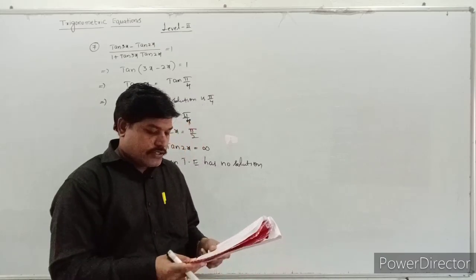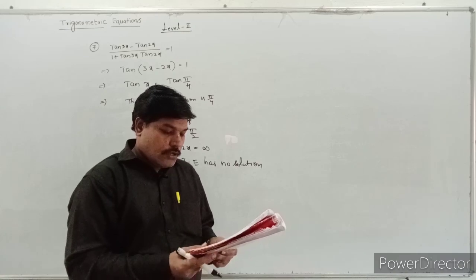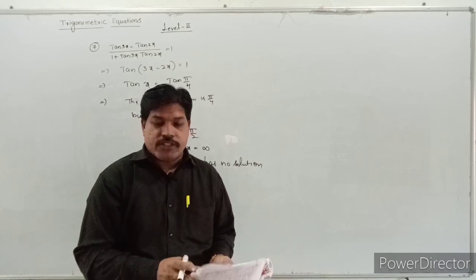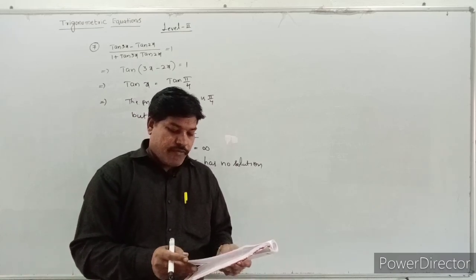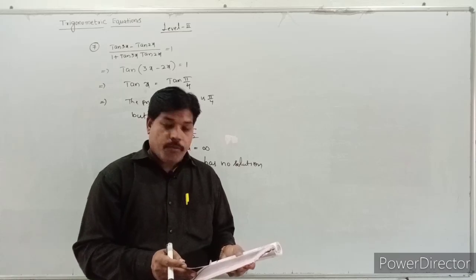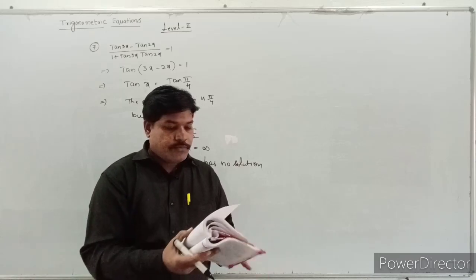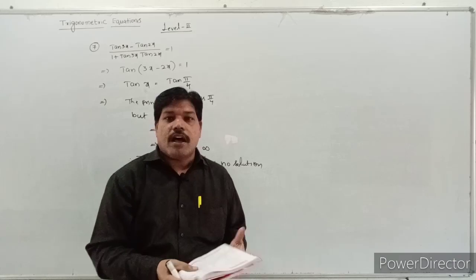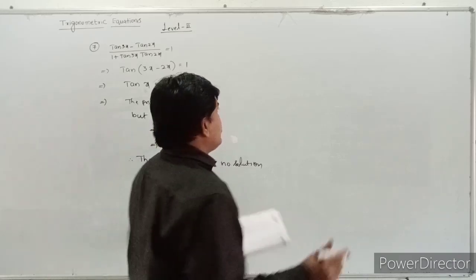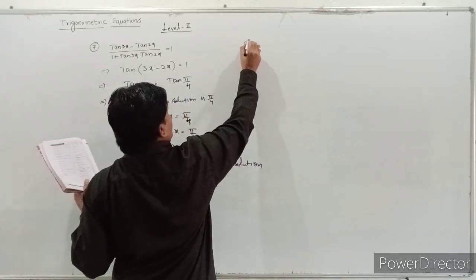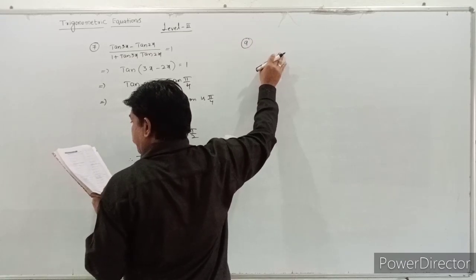So see that question, students. Try question number 8: tan of pi by 4 plus A by 2 and tan of pi by 4 minus A by 2. I have given that model question. So try that question, and see question number 9. So what is question number 9?